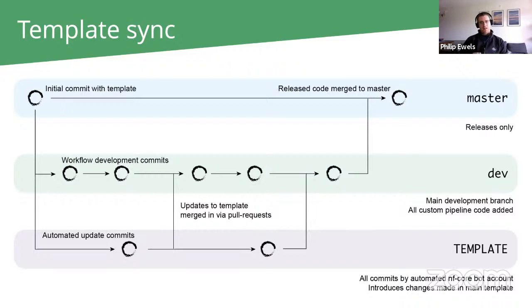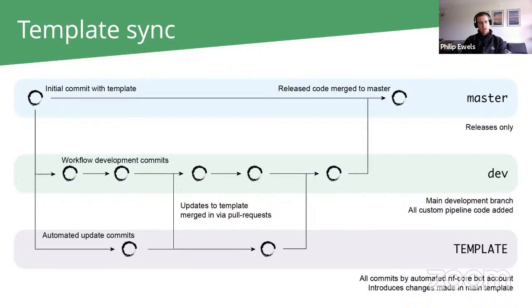And so if we fix a thing in one of the pipelines, which is general, we try and bring that back into the main template. But of course, once you've done nf-core create, your repository is then separate and no longer tracks along with the nf-core template. So that's what we're trying to bring in here.